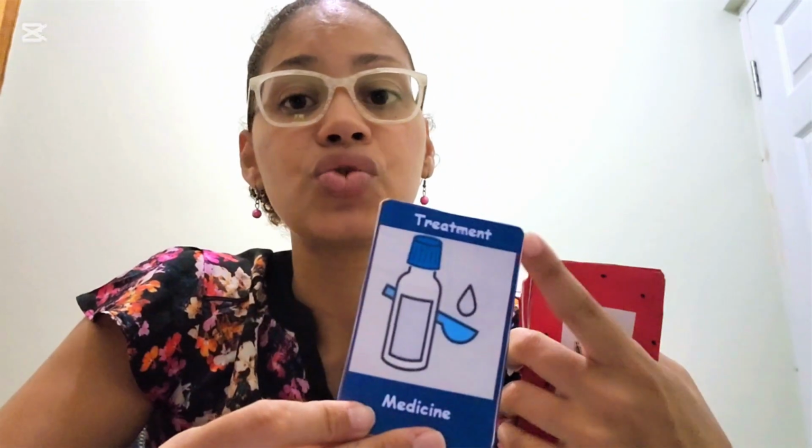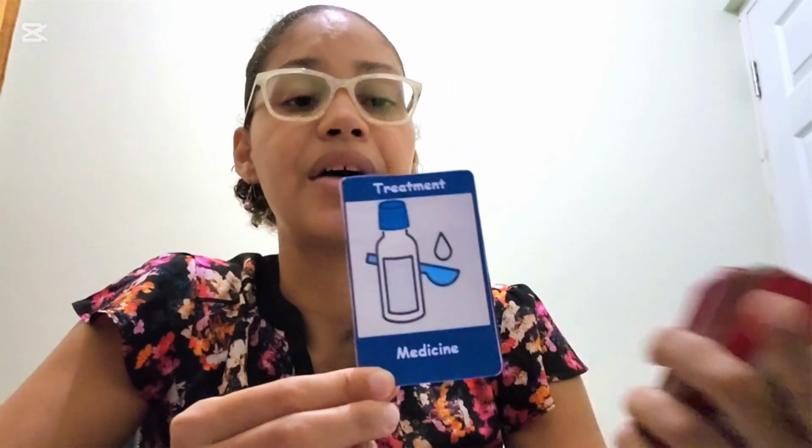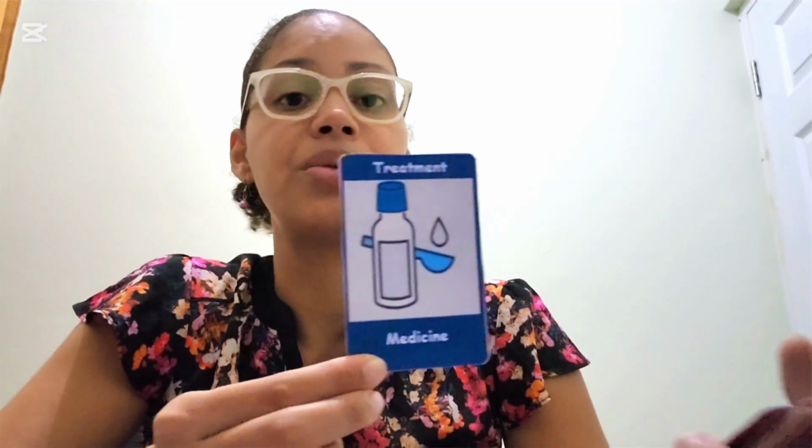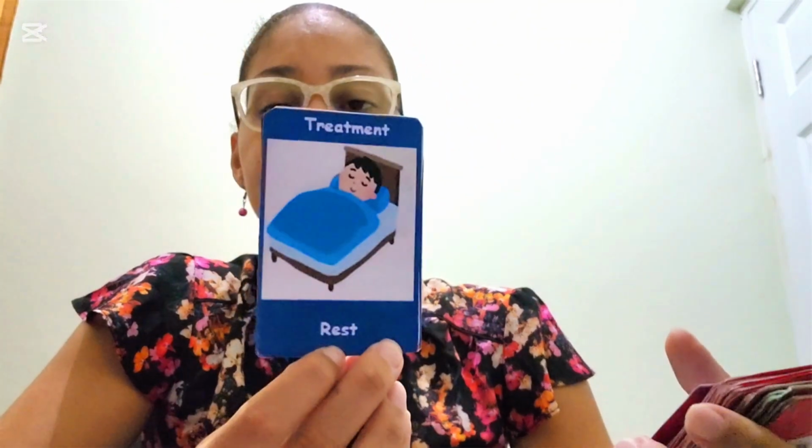Then we discuss what treatment means with the child. So we have medicine, and if we have the medicine at home in our cabinets, it would be ideal to reinforce. We also have lots of rest. So we explain the importance of rest in healing the body when sick. And we have preventions. We'll also explain what preventions are in a simple way.